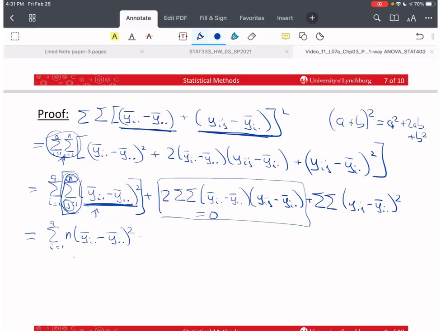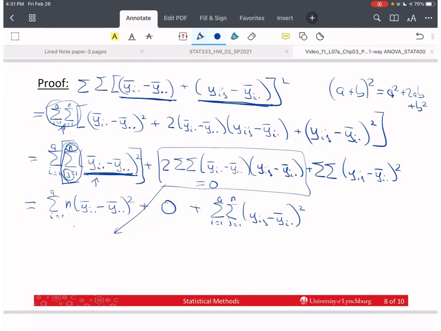Okay, so that simplified that, and then I have plus 0, and then plus the sum over i equals 1 to a, j equals 1 to n, of (yij minus yi dot bar) squared. I cannot simplify this summation because I have an i and a j, and an i here. So I have an i twice and a j in there, so there's no simplification of this summation.